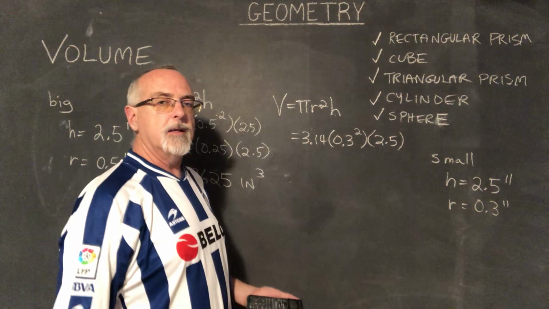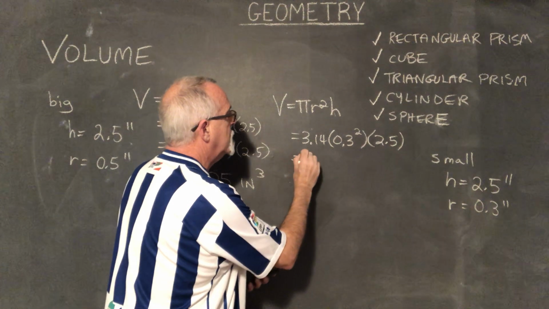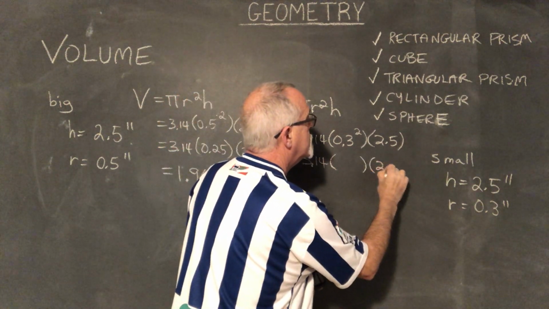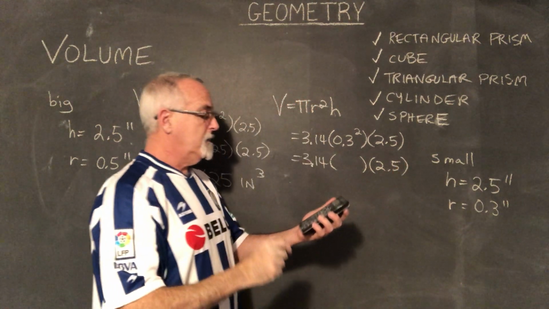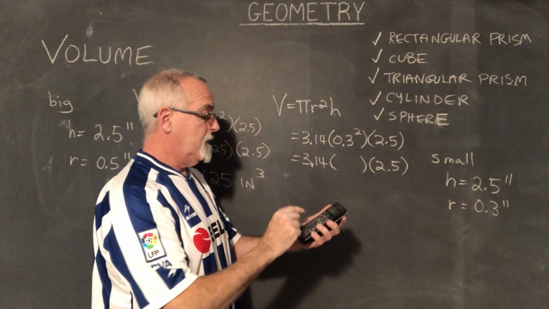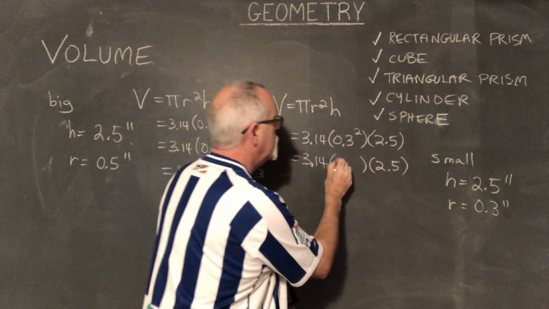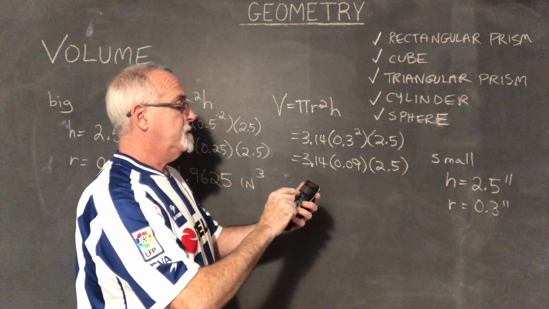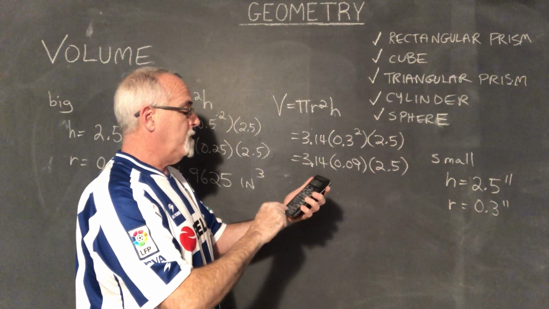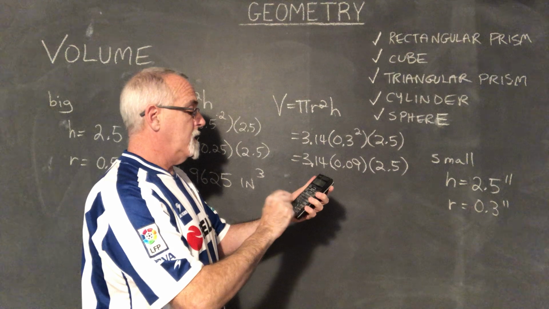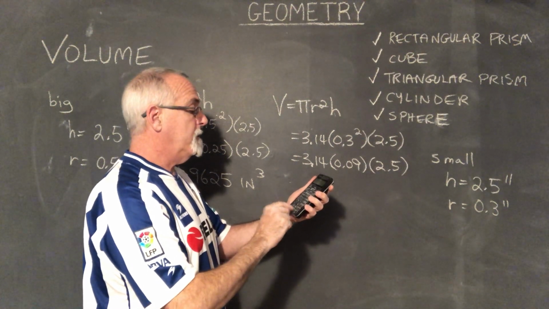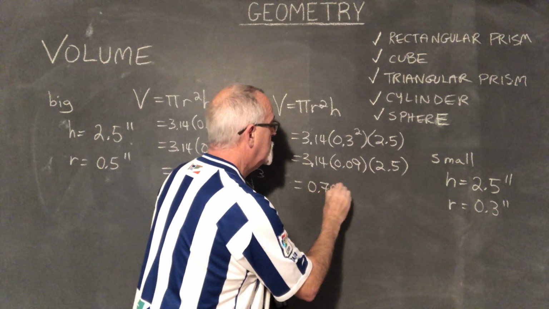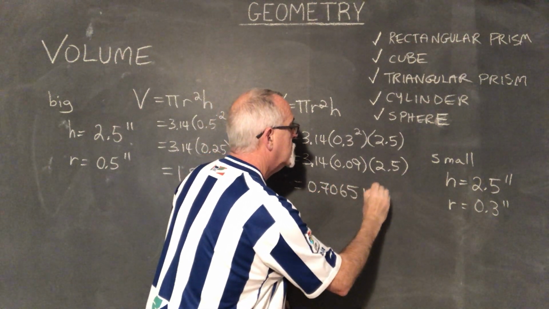0.3 squared, I think that's 0.09, but I'm going to double check with my calculator. 3.14 times, and this, again, order of operations, do your exponent first, 0.3 squared. Yes, it is 0.09. Now I'm going 3.14. I have to start over. I pressed the wrong button. 3.14 times 0.09 times 2.5 is 0.7065 inches cubed.